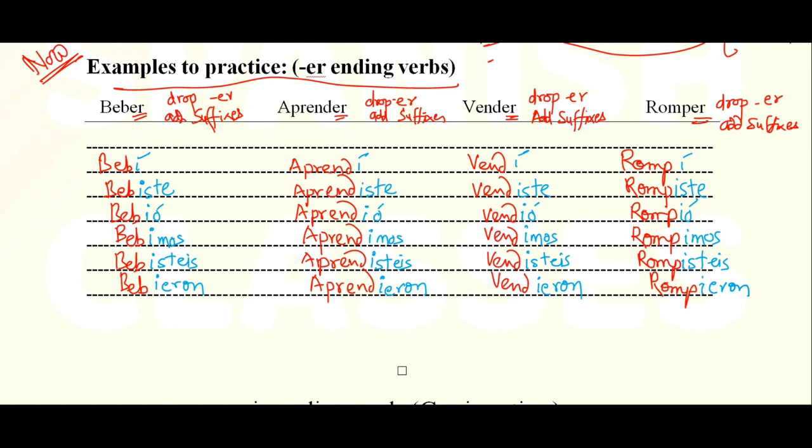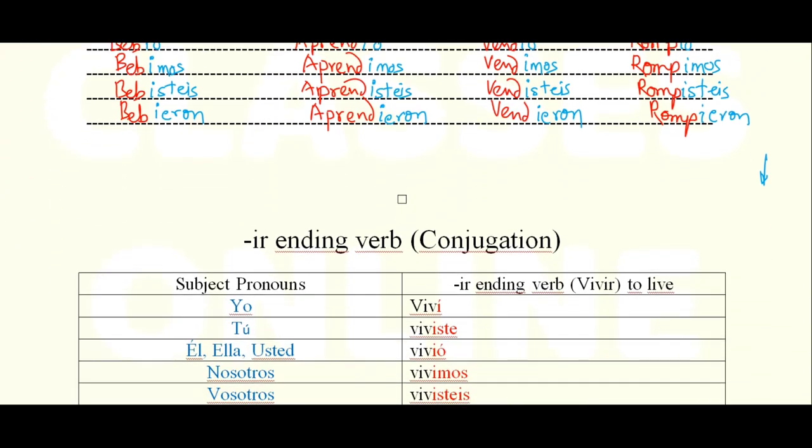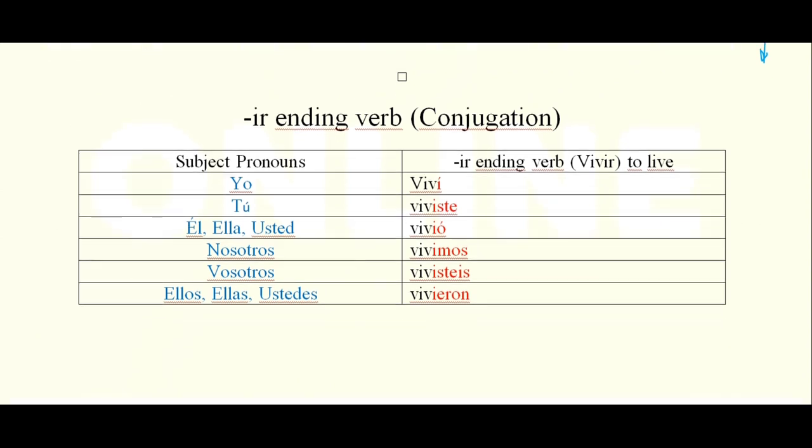Beber, aprender, vender and romper. We can see in first person, bebí, aprendí, vendí and rompí. They have accent on I. And third person, bebió, aprendió, vendió and rompió. They have accent on O. Or we can say first and third person singular, they have accent.